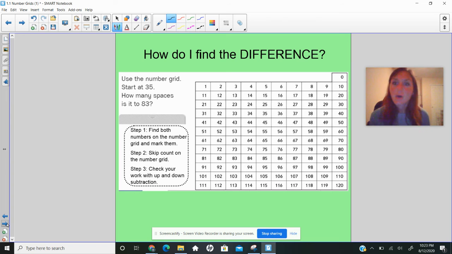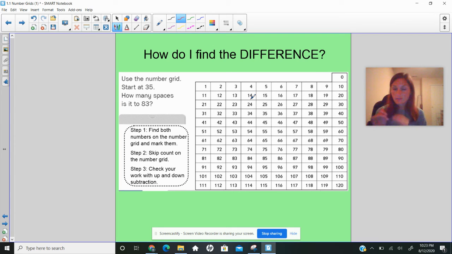There we go. So how do I find the difference? If it says use the number grid, start at 35, how many spaces is it to 83? Well, the first step we're going to want to do is find both numbers on the number grid, and I want to mark them in some way. So I'm going to do a different color.